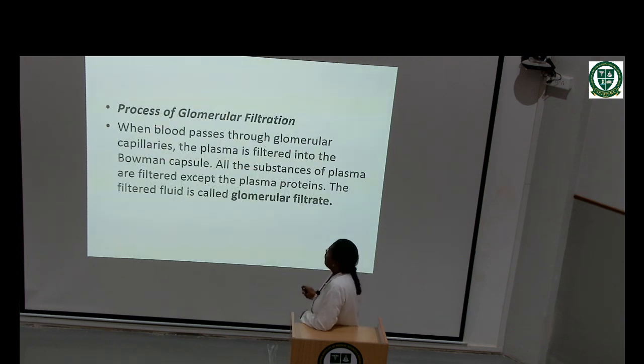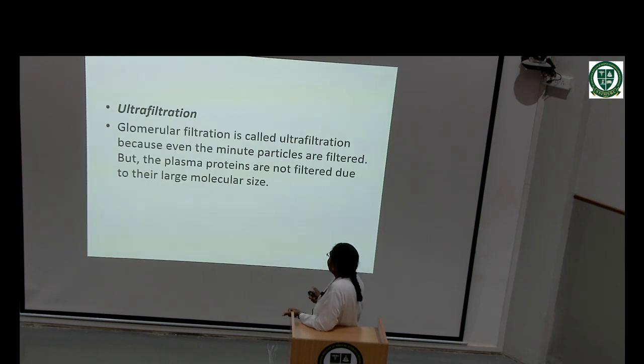The process of glomerular filtration. When the blood passes through the glomerular capillaries, the plasma is filtered into the Bowman's capsule. All the substances of plasma are filtered except the plasma proteins. The filtered fluid is called glomerular filtrate. Ultrafiltration. Glomerular filtration is also called ultrafiltration because even minute particles are filtered, but the plasma proteins, because of their larger molecular size, are not filtered.